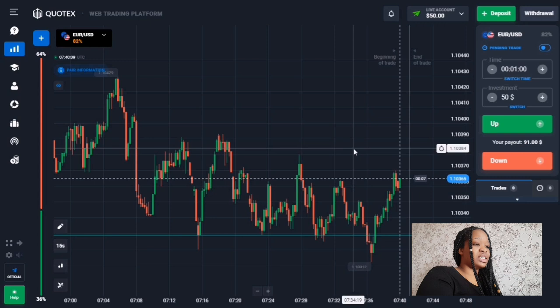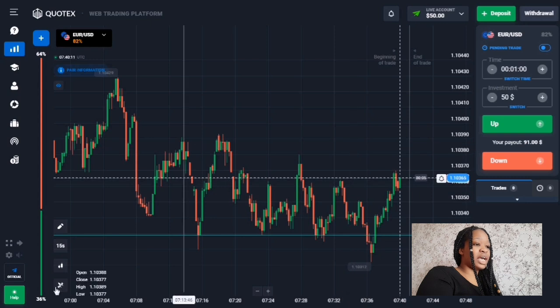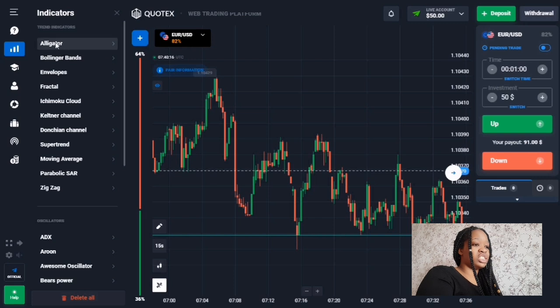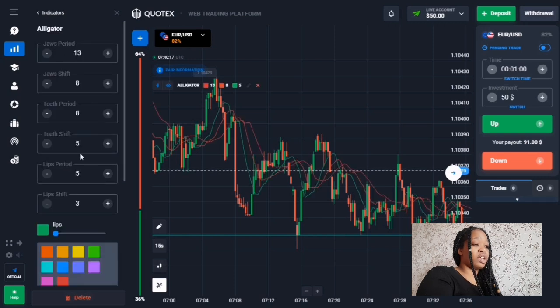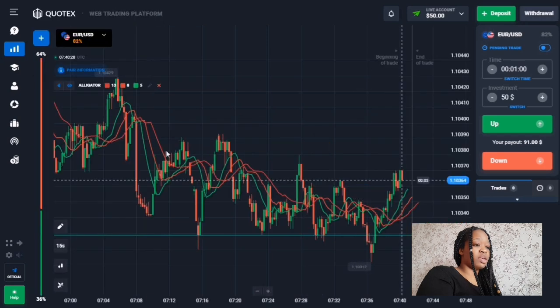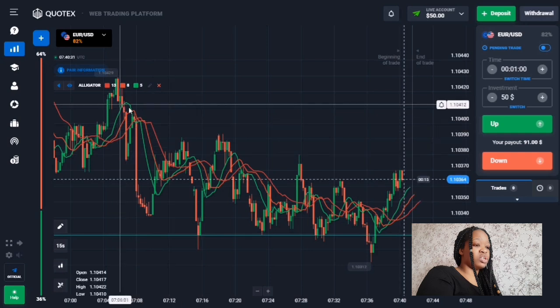To activate this indicator, you have to click and choose alligator in the list of indicators. You don't need to change anything, just make the moving averages a bit thicker if you want, or you can change the colors. You can see 3 moving averages have appeared on the chart. Looking at the chart, there is 1 green moving average and there are 2 red moving averages.